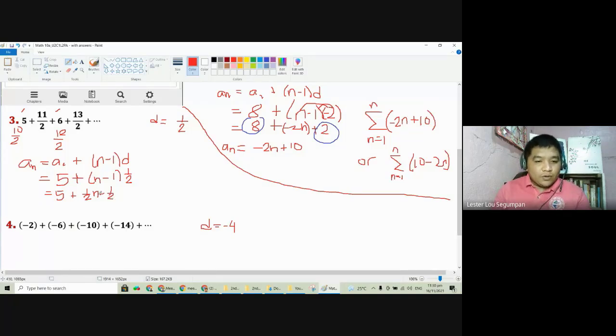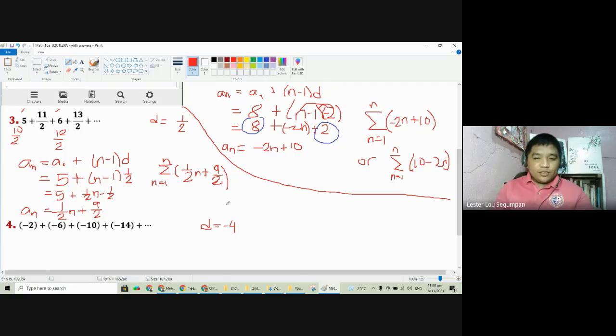Okay? More or less, when we're going to have 5 as 10 halves rather, you will have a result of 1 half n plus 9 halves. Where did I get 9 halves? Again, 5 is 10 halves minus 1 half. You will have 9 halves. So this is one of the possible alternate forms. So you could have the summation where n starts from 1 to n of the quantity 1 half n plus 9 halves. This is the first form.